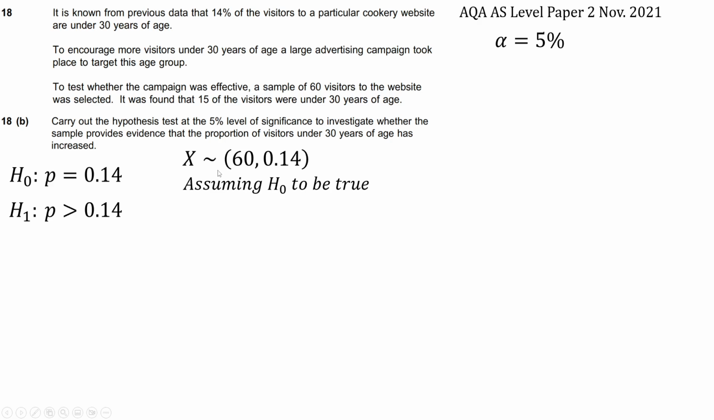I forgot the B again. That's my bad. There should be a B here. I think you'll drop a mark if you don't do that, actually. But yeah, X is the number of people under 30 years old. That's what we're saying here.